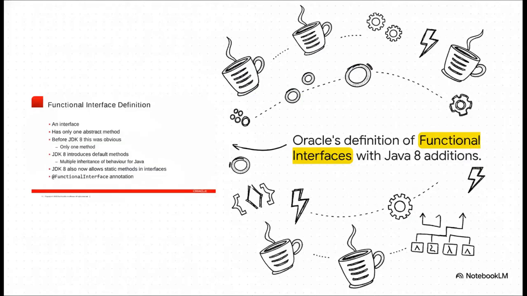Now, here's a really cool little loophole. While a functional interface can only have one abstract method, Java 8 actually allows you to pack it with as many default and static methods as you want. The rule isn't broken as long as that one core abstract method stands alone.